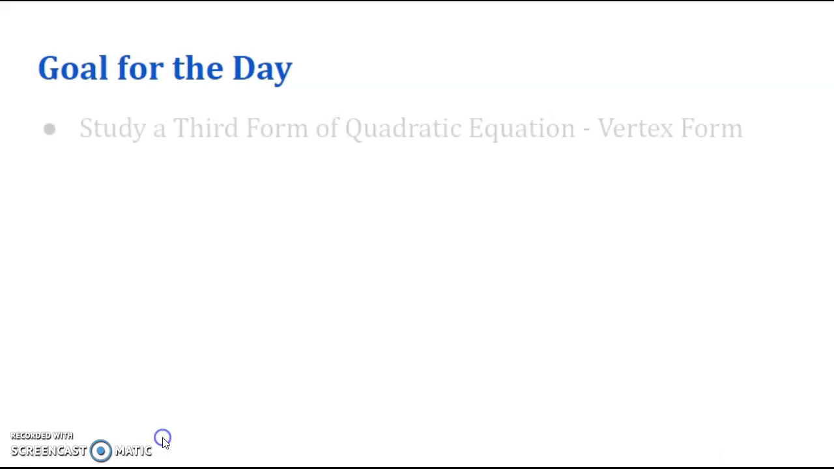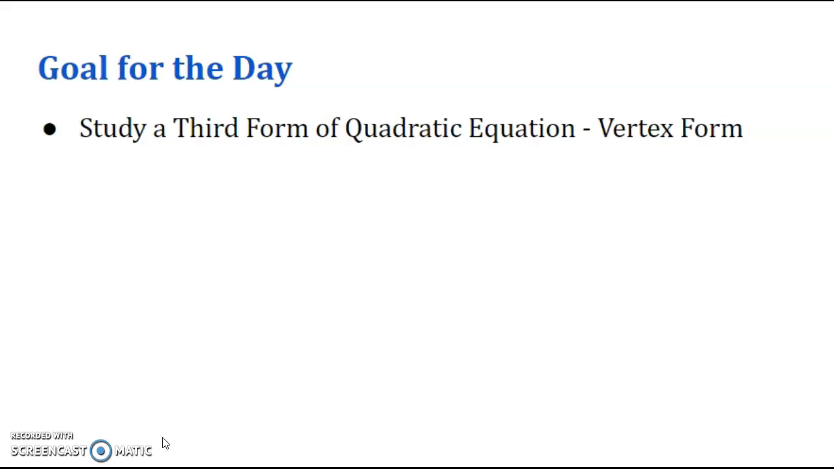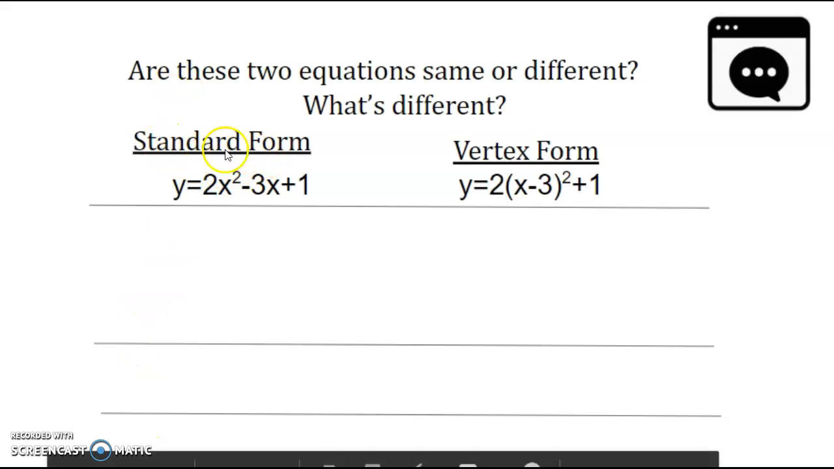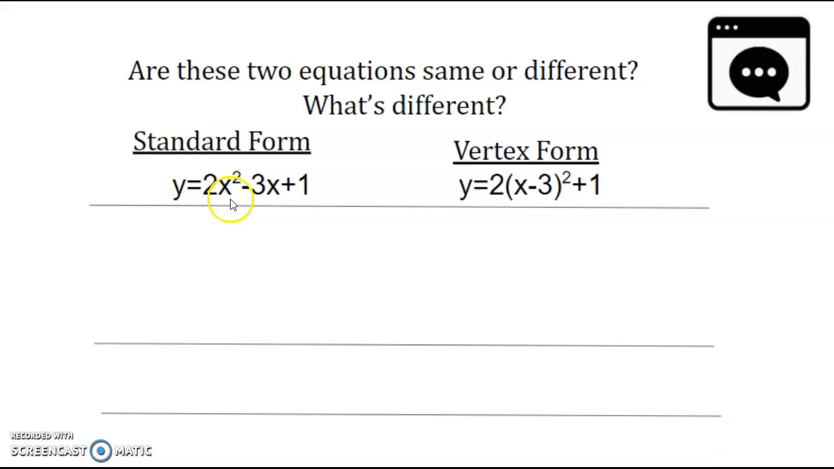So the goal for the day is that we're going to be studying the third form of quadratic equation, the vertex form. As an example, here is my standard form of quadratic equation: y is equal to 2x squared minus 3x plus 1. And the vertex form would look like y is equal to 2 times (x minus 3) all squared plus 1. Okay, the numbers look very similar, but what's the difference?